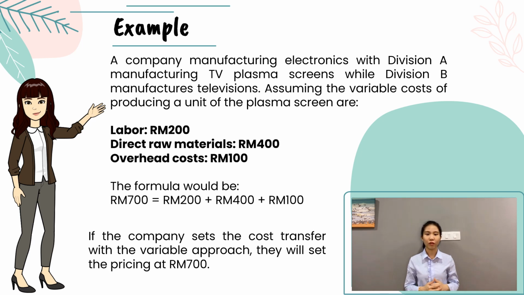Assuming the variable cost of producing a unit of the plasma screen are labor cost RM200, direct raw material RM400, and overhead cost is RM100. So the formula would be all variable cost, that is RM200 plus RM400 plus RM100 equal to 700. This answer is based on if the company set the cost transfer with the variable approach. So they will set the transfer pricing at RM700.